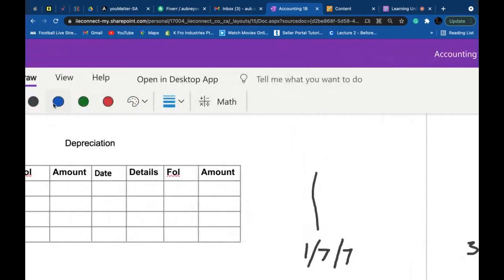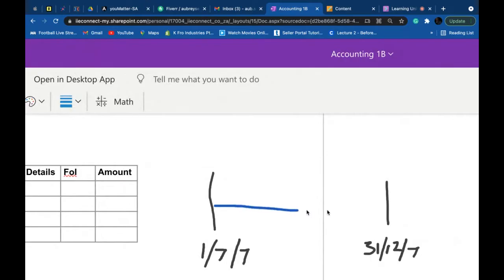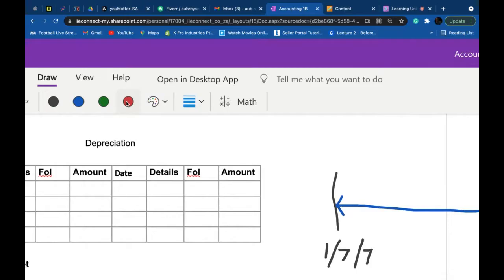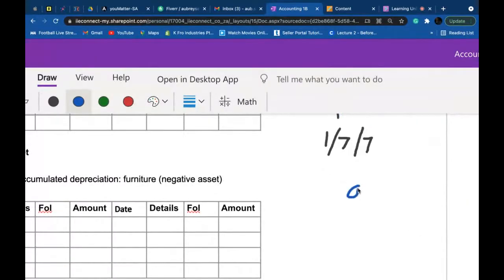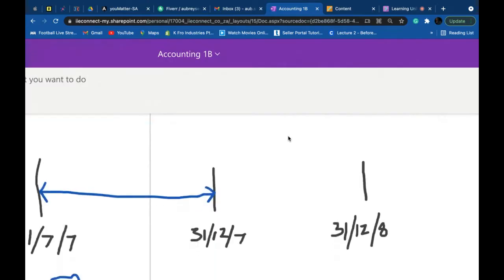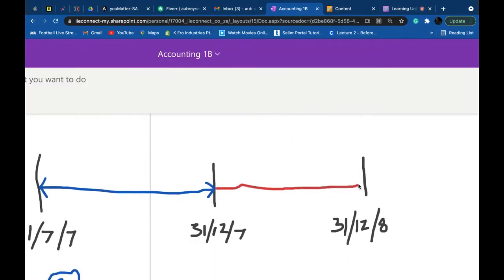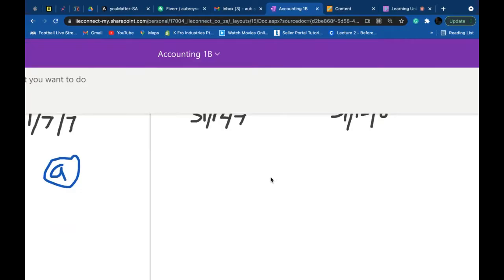I'm going to use different colors here. You'll see how quickly things can get complicated with depreciation. You can be doing several things at the same time, and that's why it's so important to do the timeline, because then you know what you were trying to do as you were going along. Let me put this first one as A, in blue, and then this is B, which we're doing in red, and that we're going to calculate here.